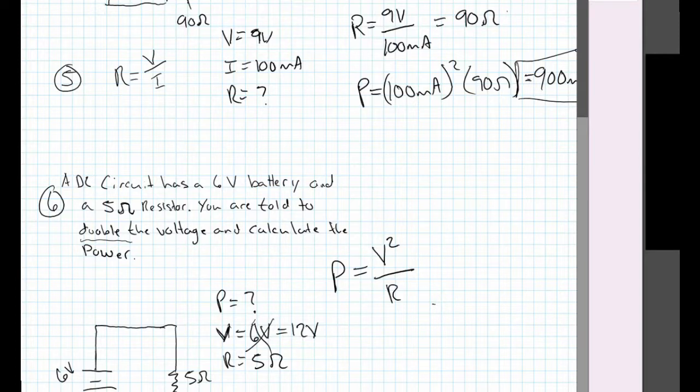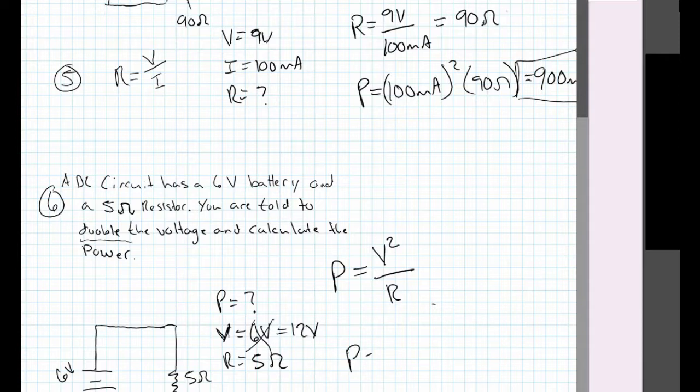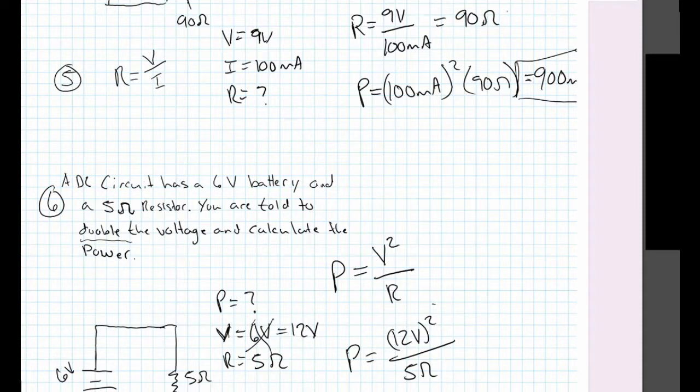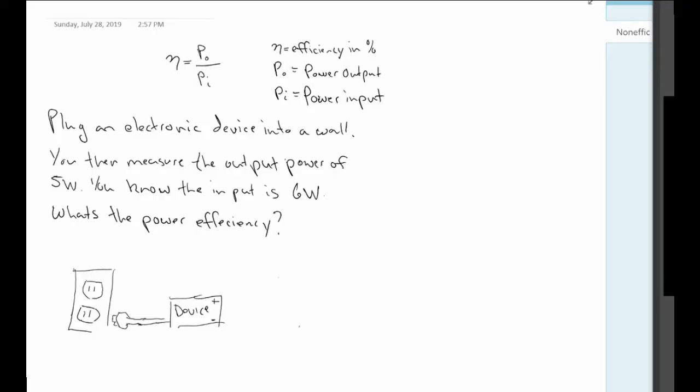So now that we've doubled the voltage, we can calculate the power. So power is equal to 12 volts squared over 5 ohms. Pull out our handy calculator. 12 squared divided by 5 is equal to 28.8 watts. Okay, some other things we're going to cover is efficiency.